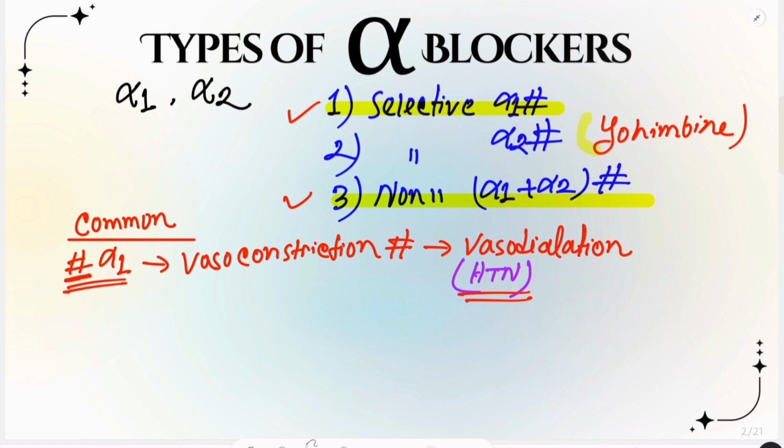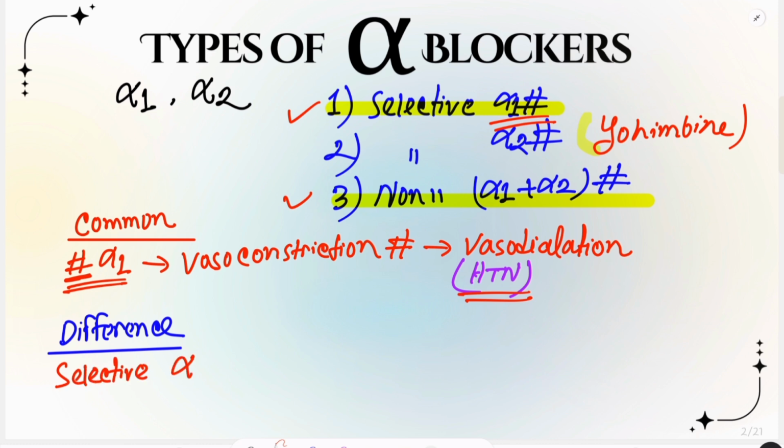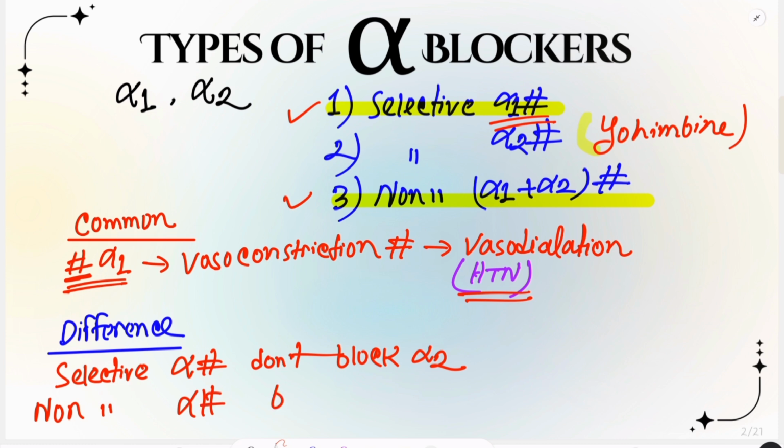Now, coming to the difference between these two groups of drugs, the selective alpha 1 blocker does not block the alpha 2 receptor, but the non-selective blocker blocks both alpha 1 and alpha 2 receptors. So, the selective alpha blocker does not block alpha 2, but the non-selective alpha blocker blocks the alpha 2 receptor. So, what is the effect of blocking this alpha 2 receptor?